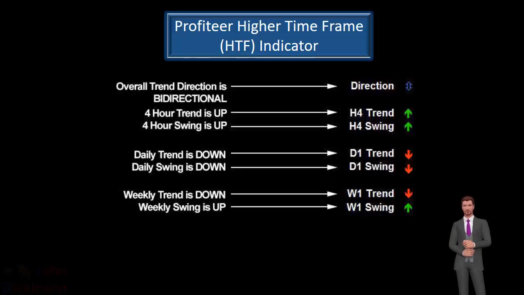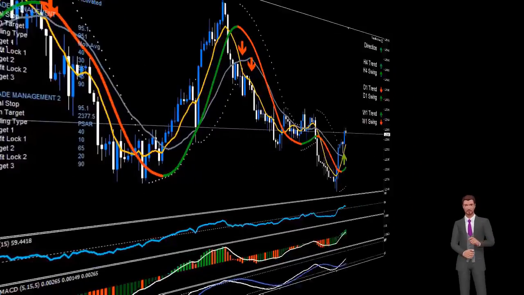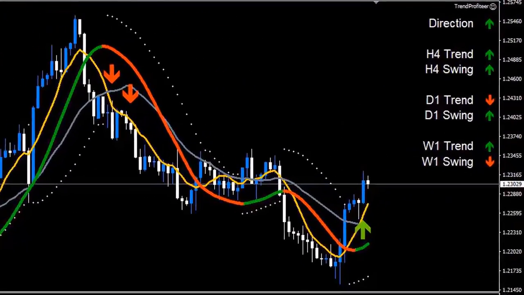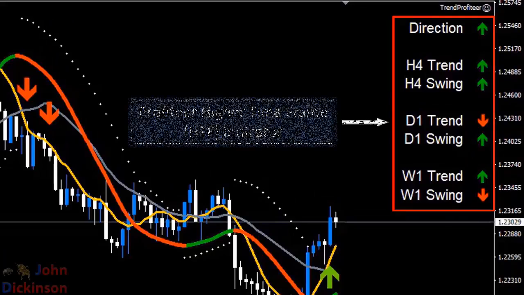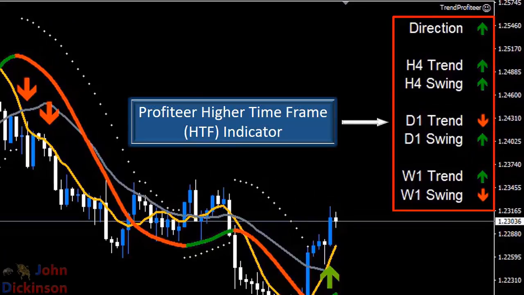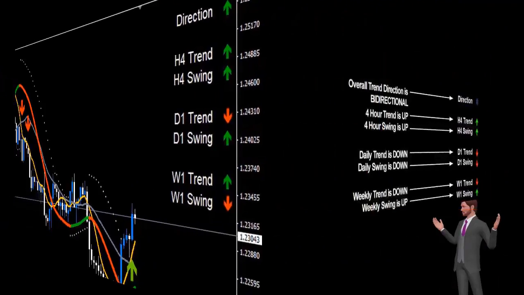Although any time frame can be chosen to be a HTF, the 3 higher time frames I primarily utilize are 4-hour time frame, daily time frame, weekly time frame. The Profiteer Higher Time Frame Indicator displays the overall trend direction, as well as the direction of both the trend and swing, in each of 3 higher time frames, providing a total of 6 HTF directional indicators.